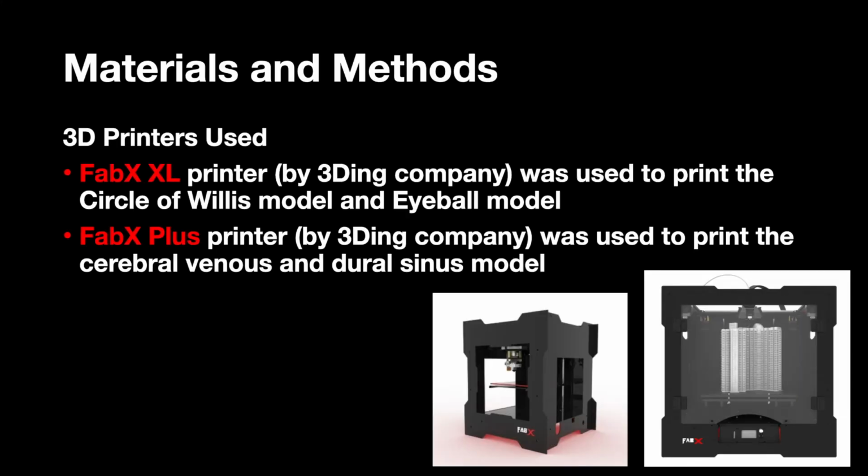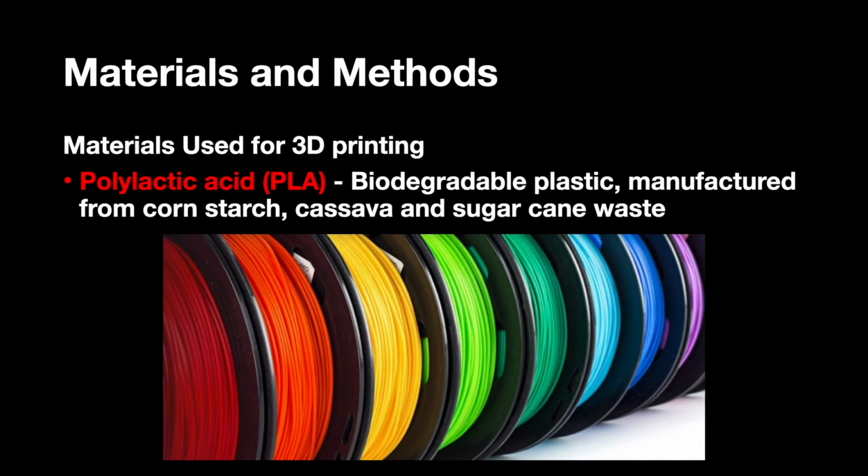Materials and methods. The FabX Excel 3D printer was used to print the circle of Willis model and eyeball model. The FabX Plus printer was used to print the cerebral venous and dural sinus model. Materials used for 3D printing. Polylactic acid, which is a biodegradable plastic manufactured from cornstarch, cassava and sugarcane waste, was used for 3D printing.